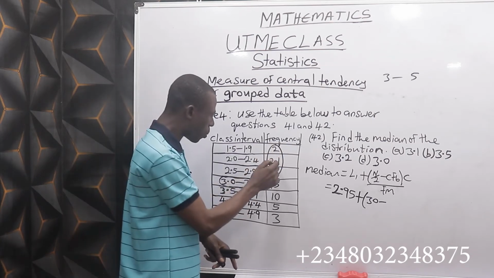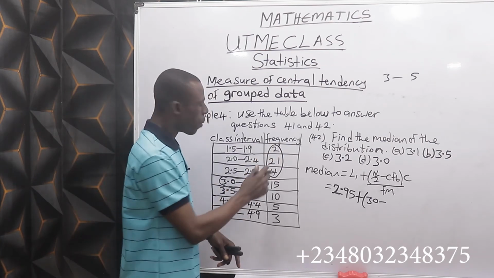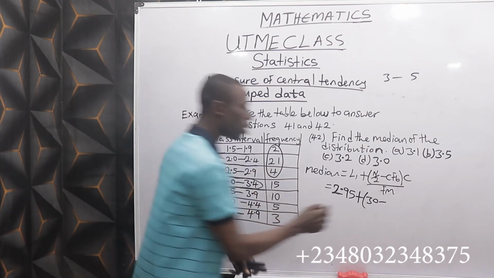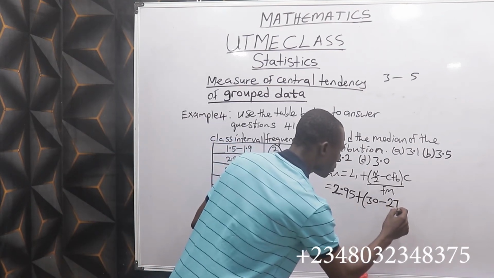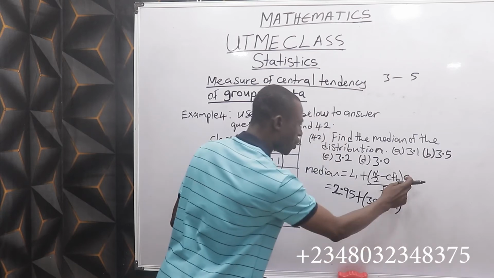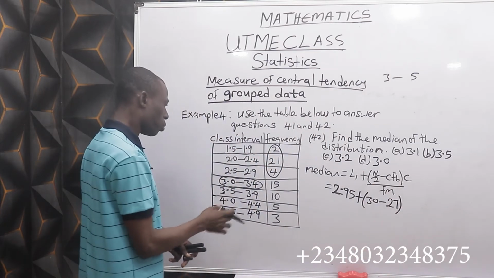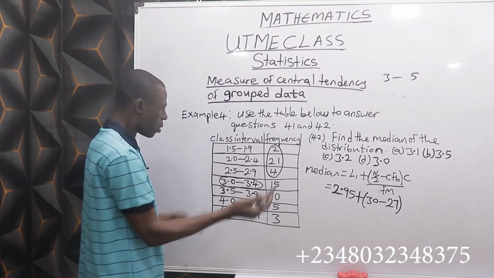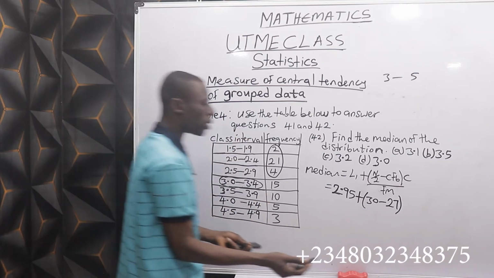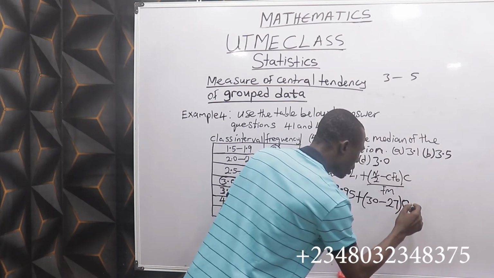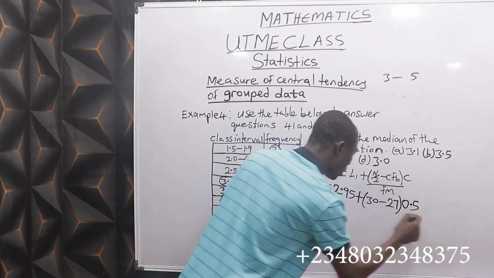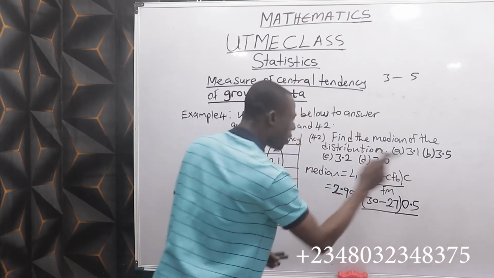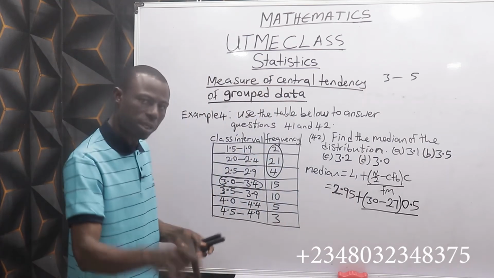So what is the addition? 2 plus 21, that's 23, plus 4, that's 27. So that is 27. I hope you are following. C is the class size. I have told you, just subtract any one, 1.9 from 2.4, it gives you 0.5. 0.5 is the class size in that case, divided by FM. FM is the frequency of the median class.